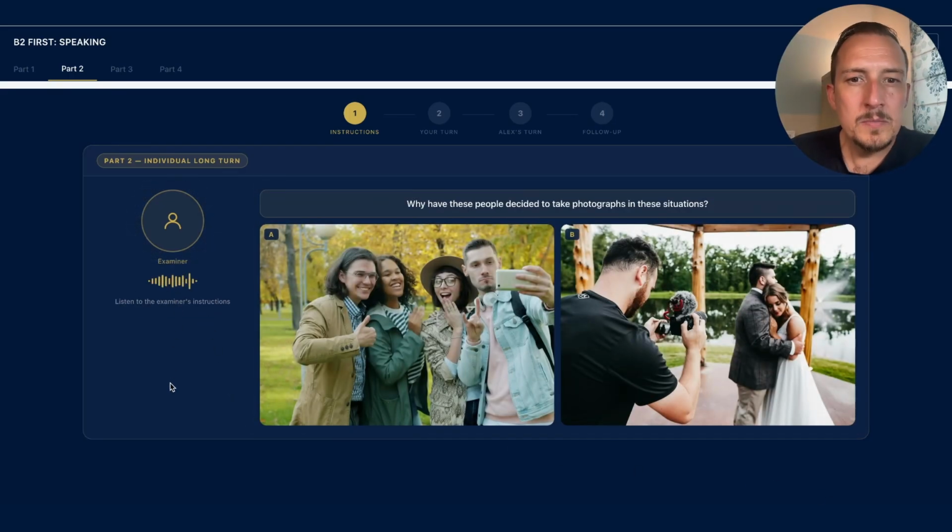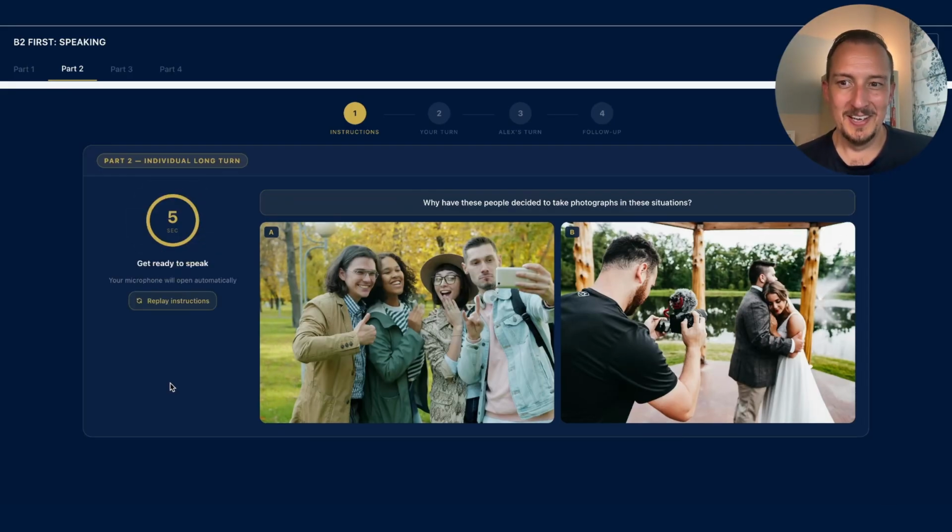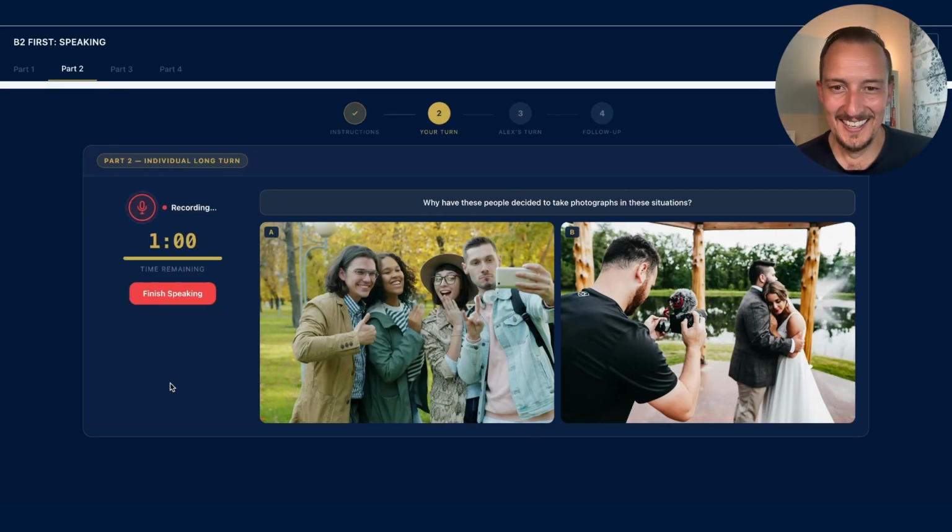In this part of the test, I'm going to give you 2 photographs. I'd like you to talk about your photographs on your own for about a minute, and also to answer a question about your partner's photographs. It's your turn first. Here are your photographs. They show people taking photographs in different situations. I'd like you to compare the photographs and say why these people have decided to take photographs in these situations. All right?